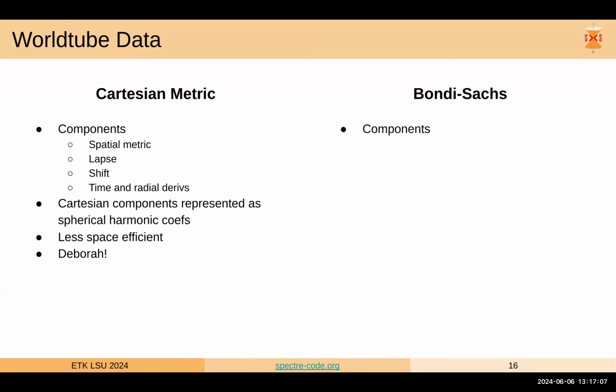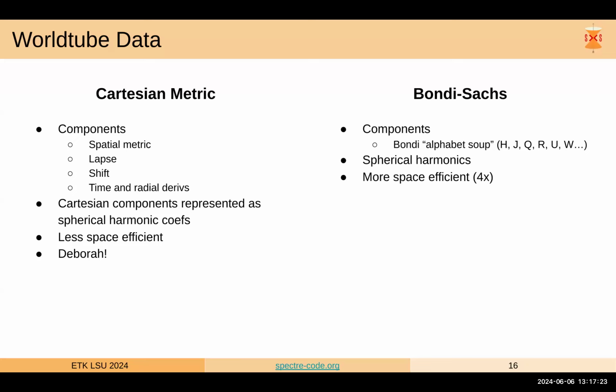The other format that we have is Bondi-Sachs. This is basically the alphabet soup of Bondi variables that I was talking about before: H, J, U, R, U, W. I don't necessarily know what they all mean. They're in a paper somewhere; I can look them up. They're also represented in spherical harmonics, the same way, but because you're storing a lot fewer components than the spatial metric, which has 10 components, 3 for the shift, and then also their time and radial derivatives, it's about 4 times more space efficient to store on disk. We actually had to do this because Zenodo was pretty unhappy that we were storing too much World2 data on their servers. So we had to decrease it a bit.